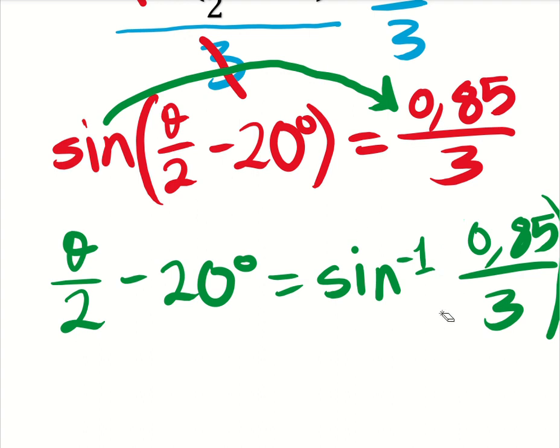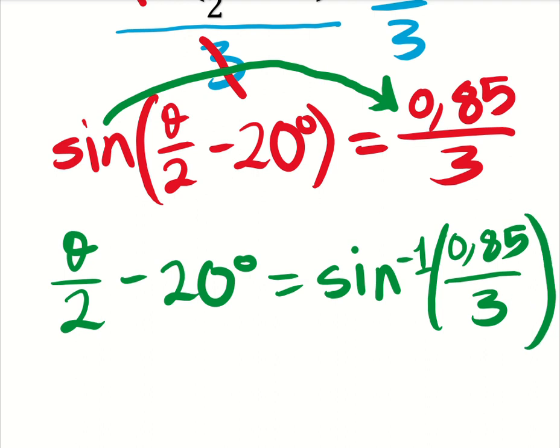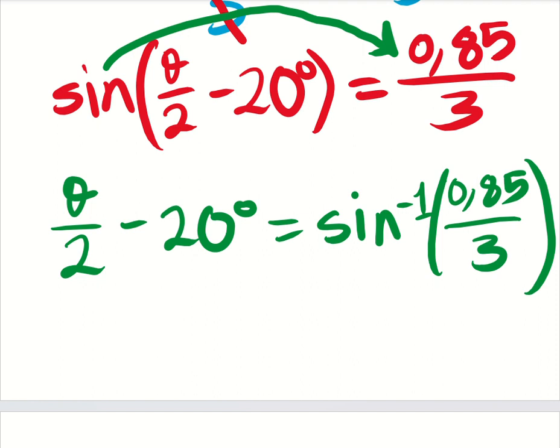Okay, let me write it to become more visible. 0,85 over 3, like this. So we put the 0,85 over 3 in brackets next to the second function of sine, because now the second function of sine affects the fraction that we found on the right. Then from here, we're not going to work anything out just yet. We have to make sure that we have theta on one side of the equal sign by itself first, and after that we put everything on the calculator. So first let's take 20 to the other side. So we're going to have theta over 2, right?